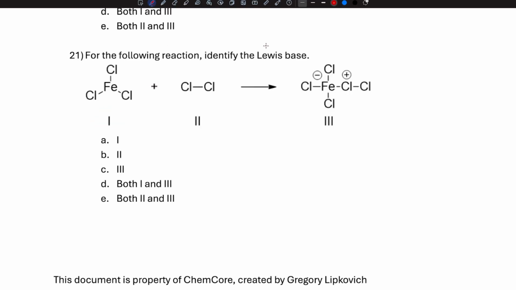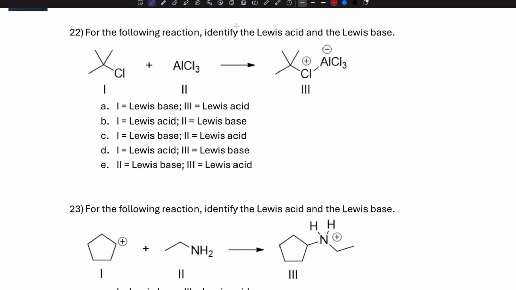Question 21 is a similar question in which we're again looking for the Lewis base. We actually looked at this reaction before, in which iron became negative, which means we're accepting electrons, right? And so if we accepted electrons here, we can say that this one was the acid, which means structure 2 must be the base.